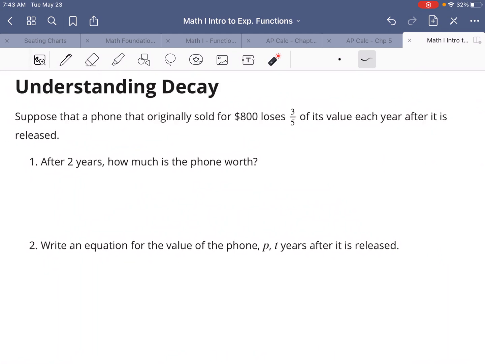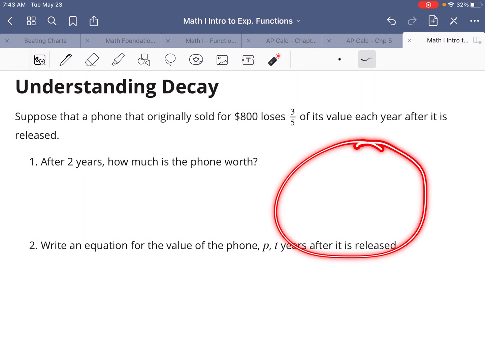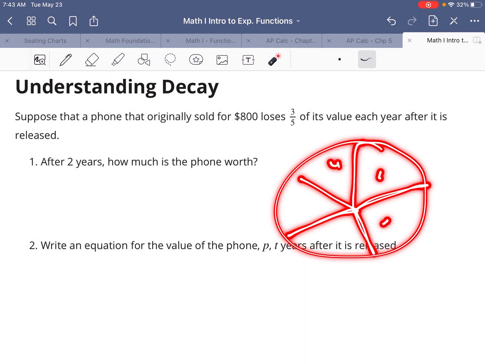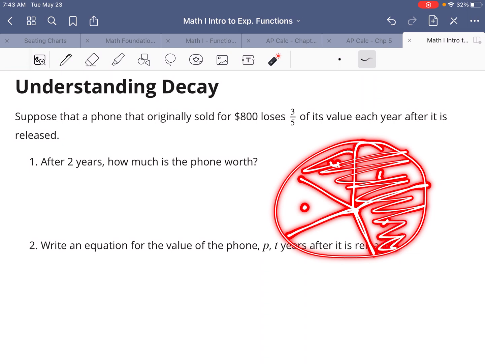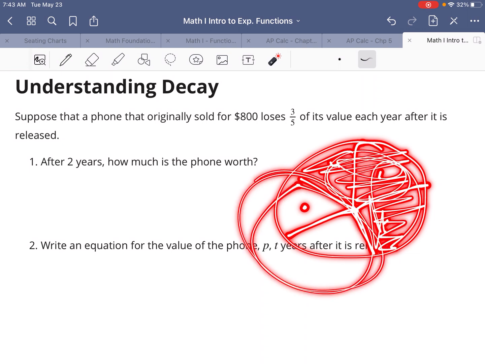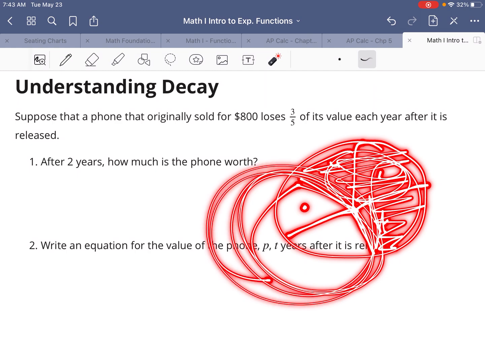So, the phone originally sold for $800. It loses 3/5 of its value each year after it's released. Well, if you are looking at a pizza, you got 1, 2, 3, 4, 5 pieces, and you are eliminating 3 of them, how much do you have left? What are you going to have to put into your equation?